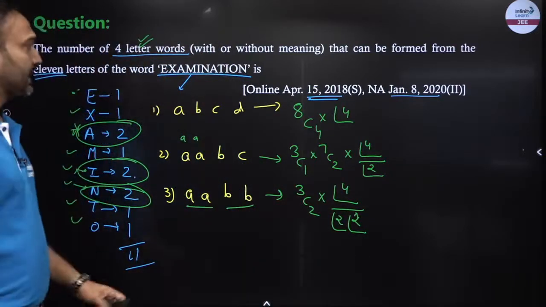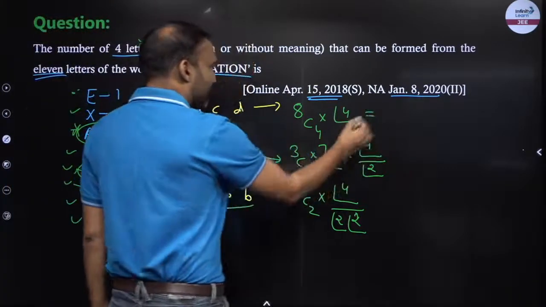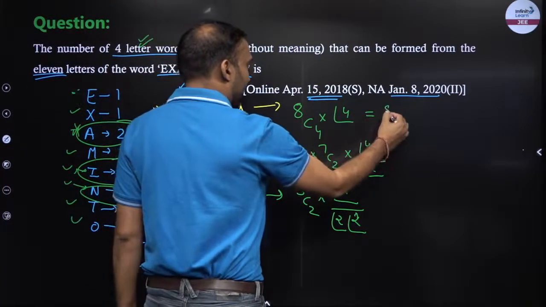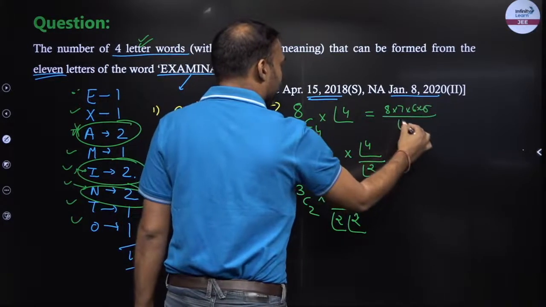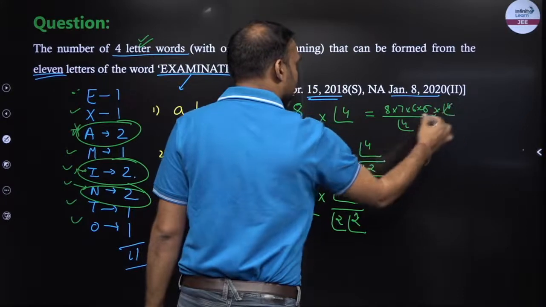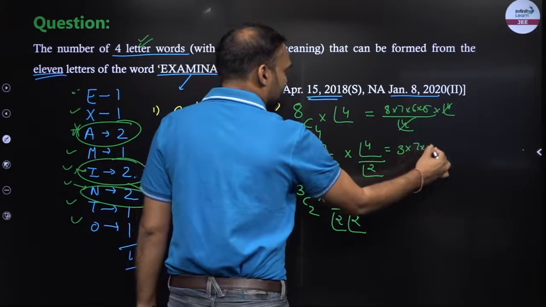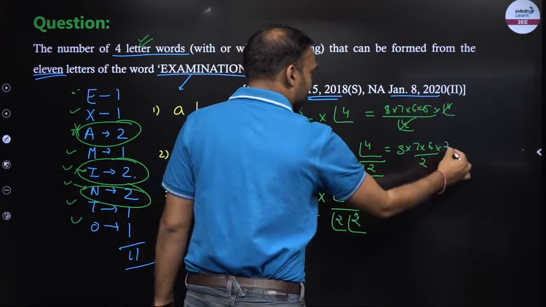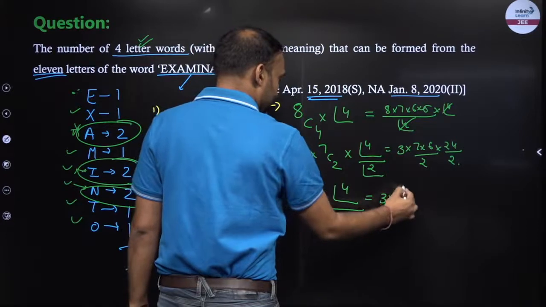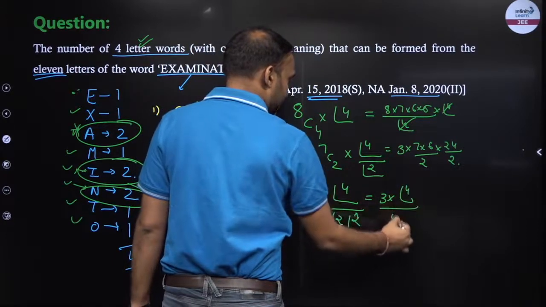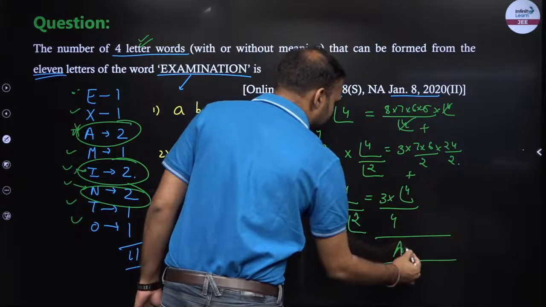Right? So we can calculate this to find out the answer. So this would be 8C4 into 4 factorial. So this would be 8 into 7 into 6 into 5 upon 4 factorial into 4 factorial. Now over here 3C1 is 3, 7C2 is 7 into 6 by 2, factorial 4 is 24 by 2, and 3C2 is 3, 4 factorial upon 4. We can calculate these values and the sum would be the final answer.